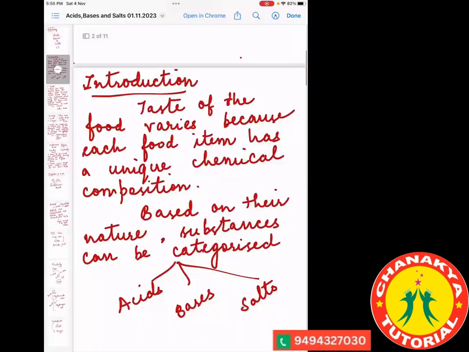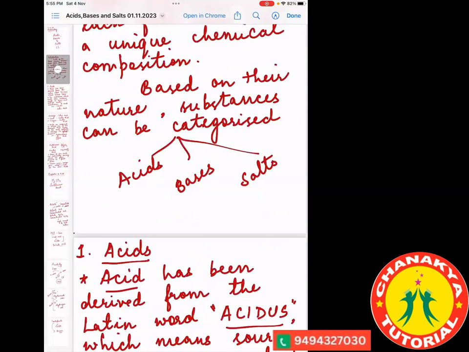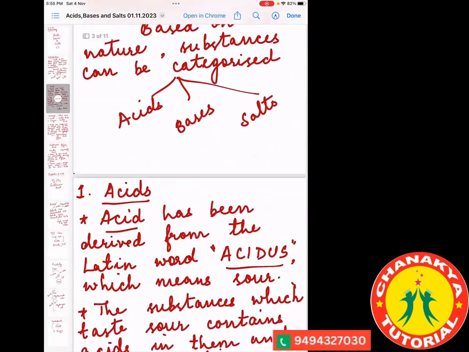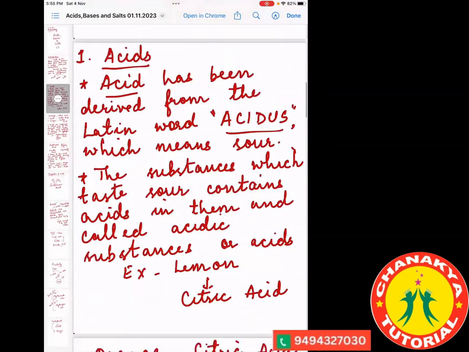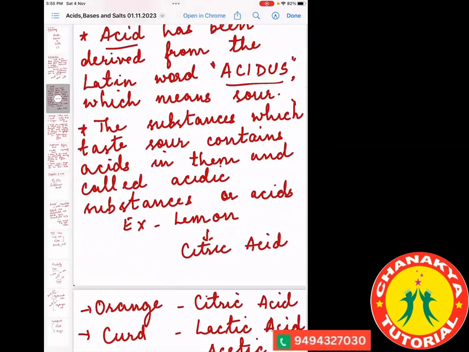So in the previous class, we started the chapter acid, base, and salt. There we discussed how different kinds of foods have different tastes, depending on the texture and the taste of it. So we categorized the substances into acids, bases, and salts. The word acid has been derived from the Latin word acidus, which means sour. So the substances which taste sour are basically acidic substances, or they are called acids.